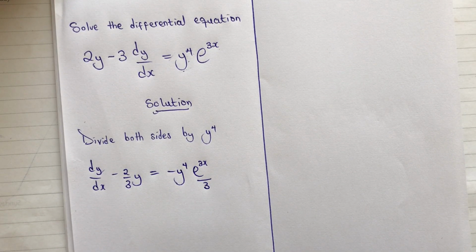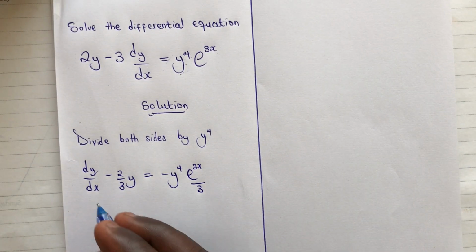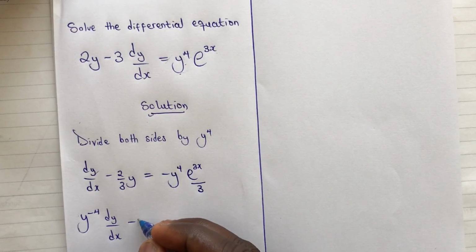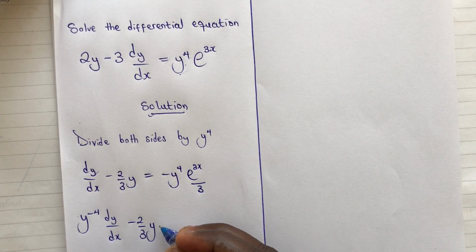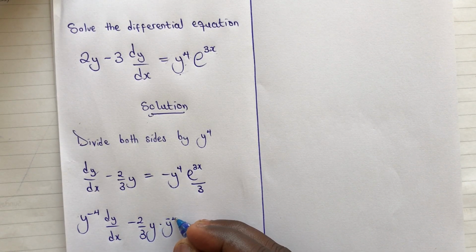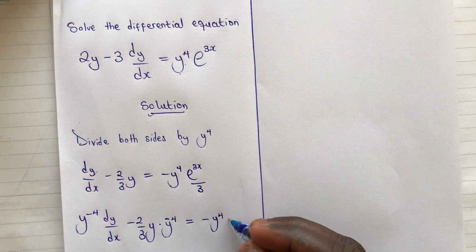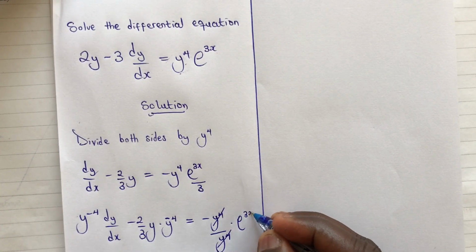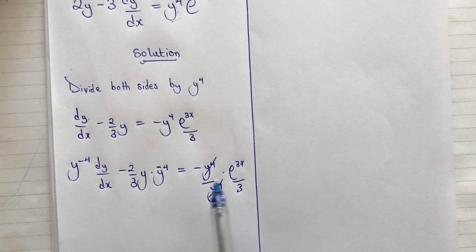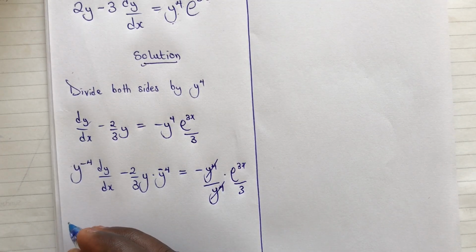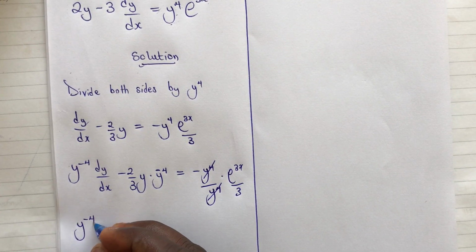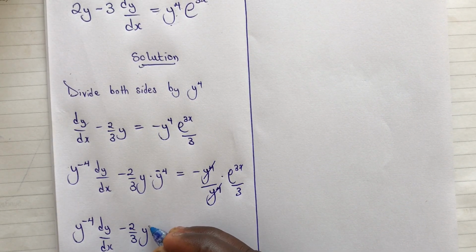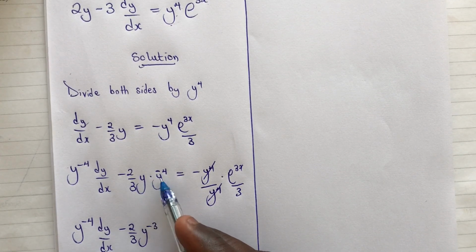Now, when I divide both sides by y to power 4, the result is y to power minus 4 dy/dx minus 2 over 3 times y to power minus 4 equal to minus y to power 4 divided by y to power 4. This will take care of this, e^(3x) over 3. Now, how did I get this? When we rewrite this one, we are having y to minus 4 dy/dx minus 2 over 3 y to minus 3, because I have a y here. This and this are the same.